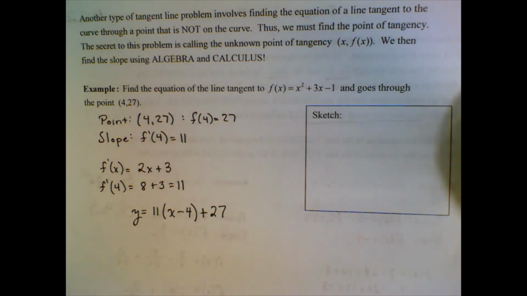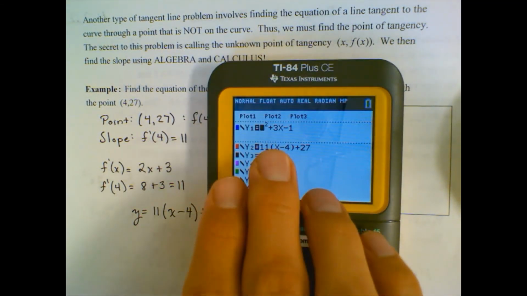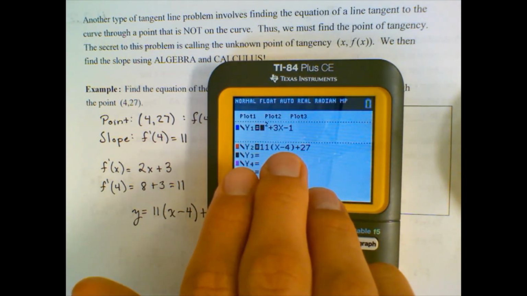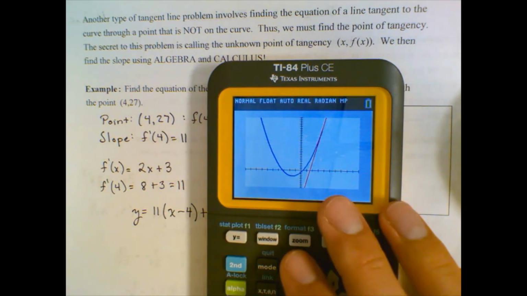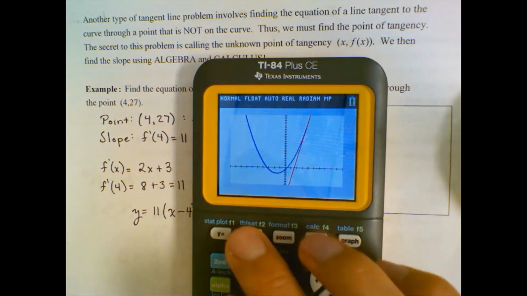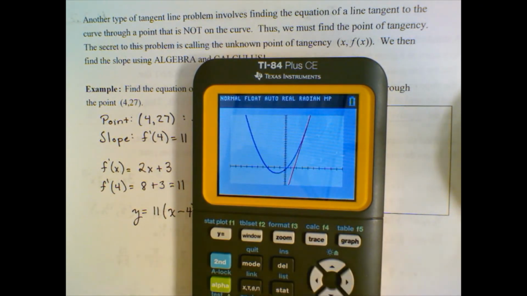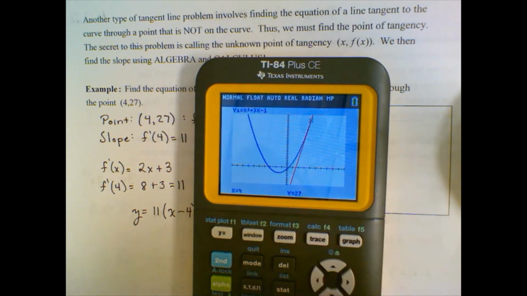All right, so let's take a look at that. What I've done in the background is I went ahead and substituted my function and the equation of my tangent line, and I pushed graph. And then I changed the window as well so that I could see y equals 30 in my window. So y max is 30 there. Then I push trace, and I trace over at 4, and it shows me 4, 27.